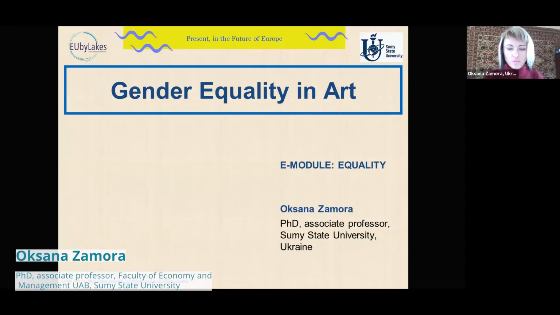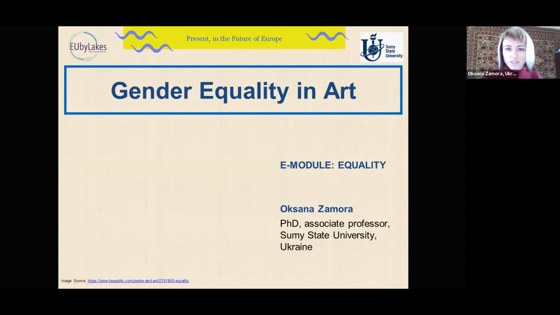This is my first experience doing this on such a large scale, because usually I have just classes. Today we are going to talk about gender equality, and as it was mentioned by Mr. Noguera, I had to give a little bit of science, but I mixed it with art because I'm an artist myself, a little bit amateur, but still.